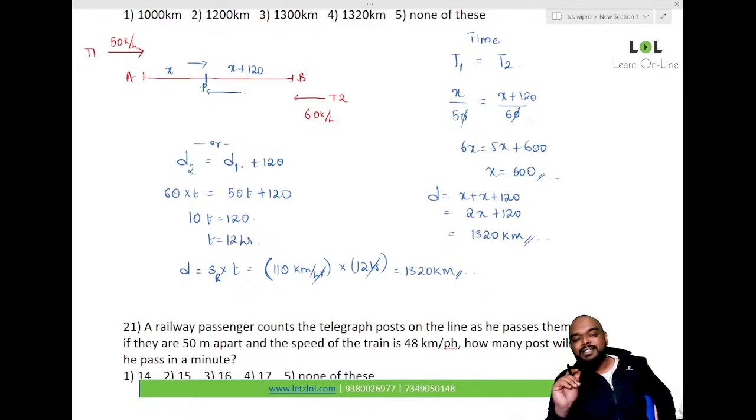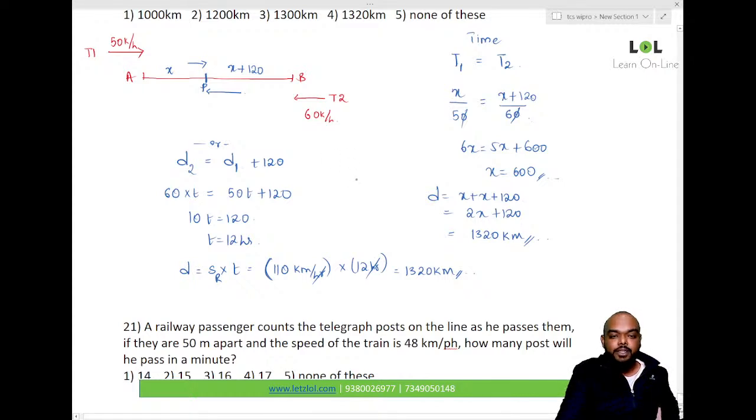So both of them traveled for 12 hours. Then what is the total distance traveled? Relative speed into time. Relative speed is 110 kilometers per hour because both are moving in opposite direction, sum of the speeds, into time taken is 12 hours. So 110 into 12, you'll get exactly 1320 kilometers. People, you can use whichever method you want.